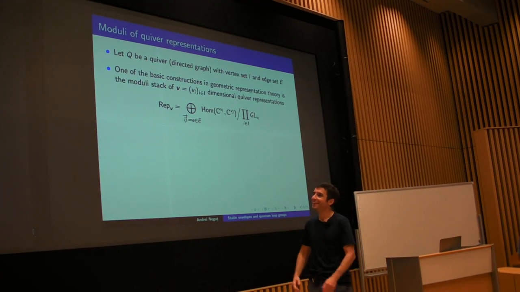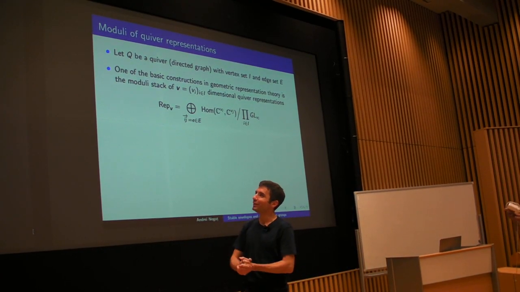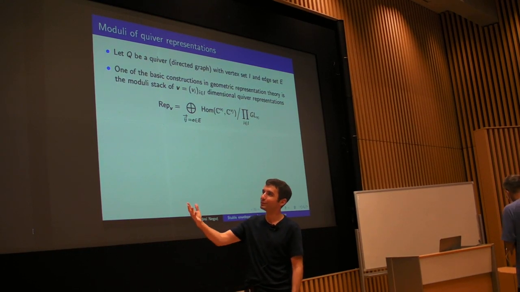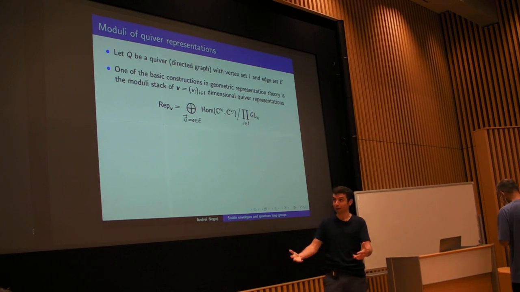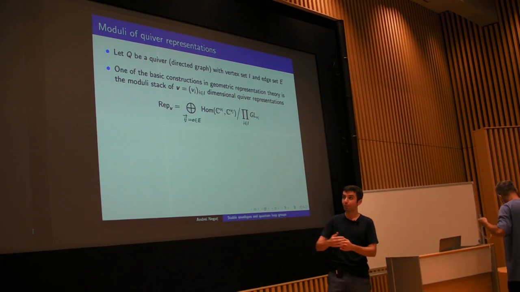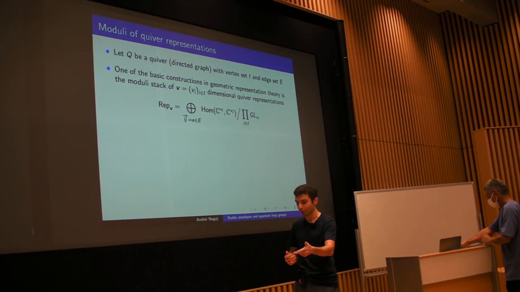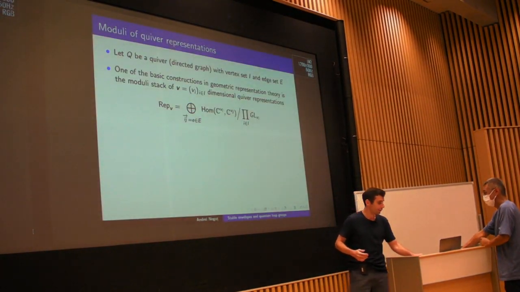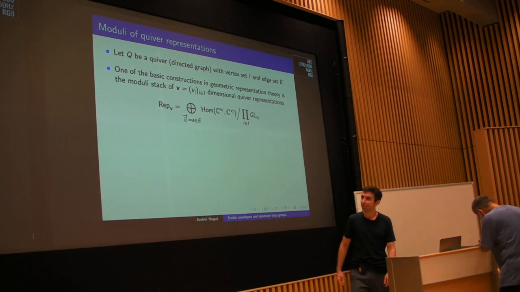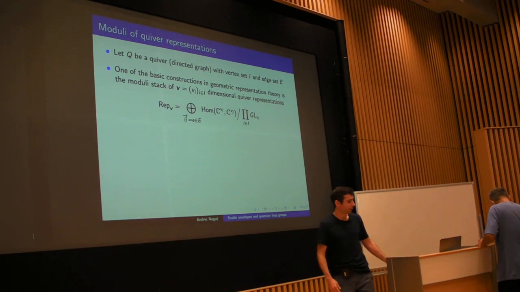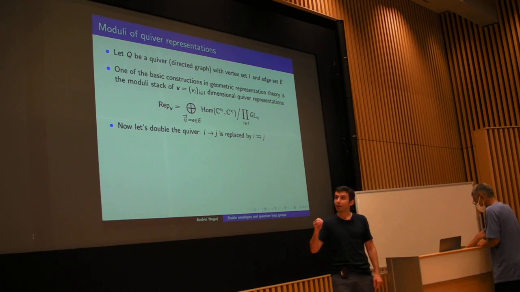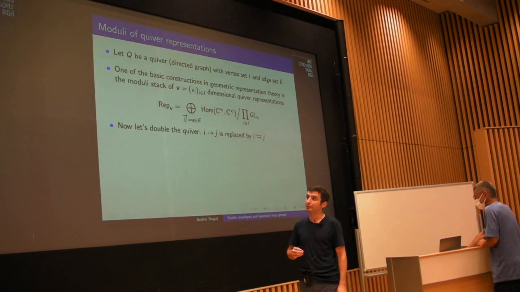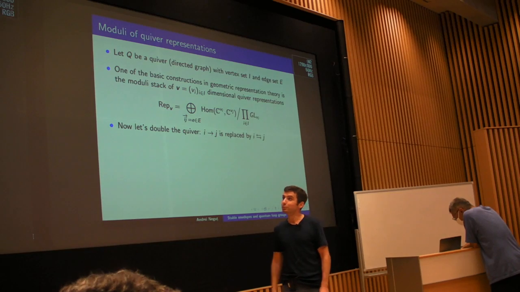The point is that the action of GL_{V_I} on these homomorphisms is by conjugation. So GL_{V_I} acts on the vector spaces C^{V_I}, and therefore it acts on homomorphisms by multiplication on the target and inverse multiplication on the domain. Anyway, this is what the moduli stack of quiver representations is. Its points are representations of the quiver up to isomorphism. Alright, so this was all for the quiver.